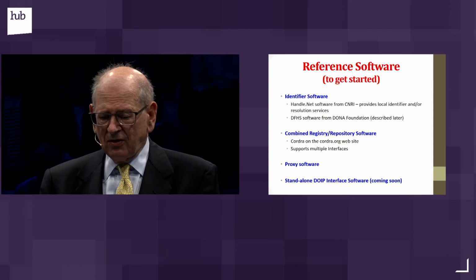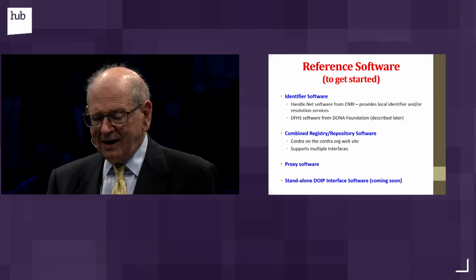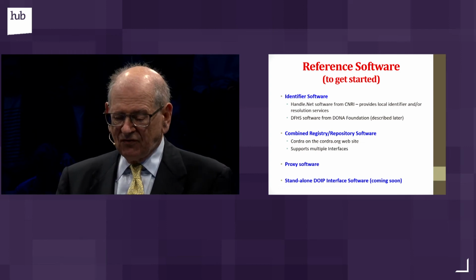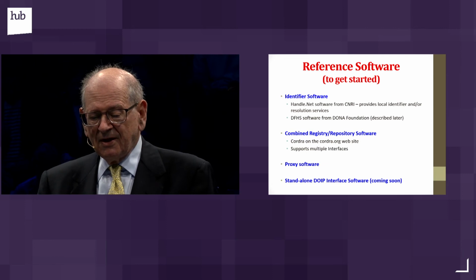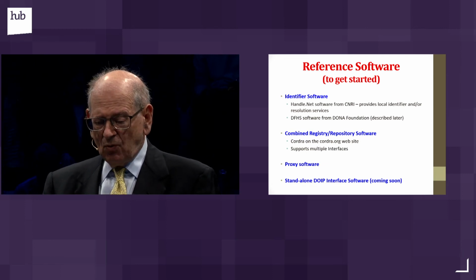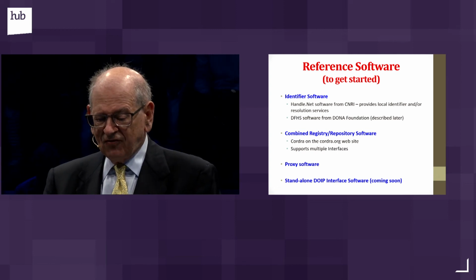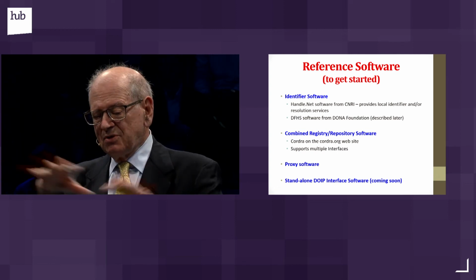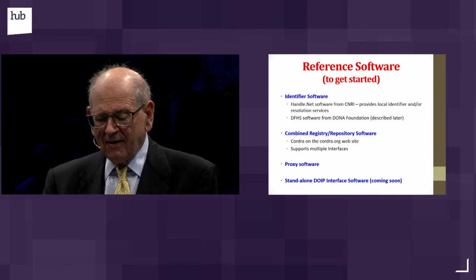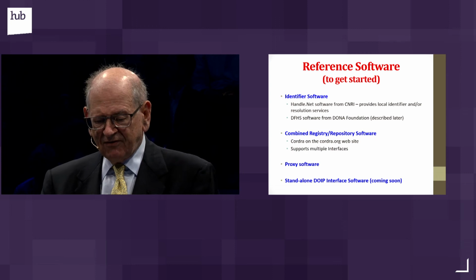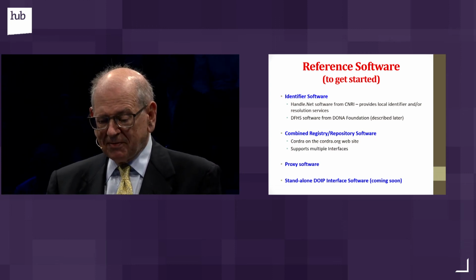So to get started with this, we have a notion that providing some reference software would be helpful. So there's a certain amount of identifier software. You can download something called handle.net from CNRI. It's available to everybody, provides local identifier and resolution services. The Dana Foundation, which I'll say one more thing about in my last slide, is a nonprofit foundation in Geneva that deals with places around the world, so this isn't a US-centric kind of activity. And that software does essentially the same thing.